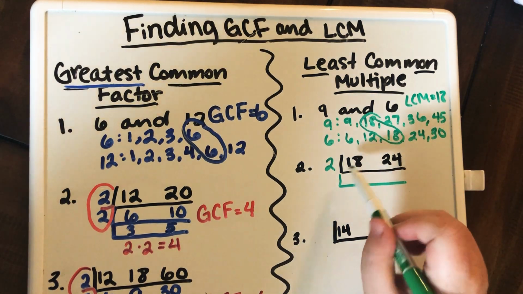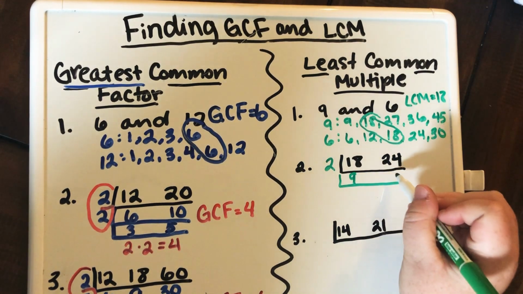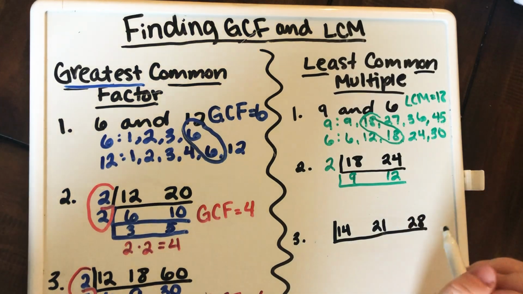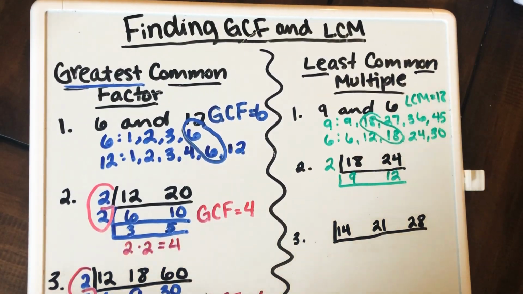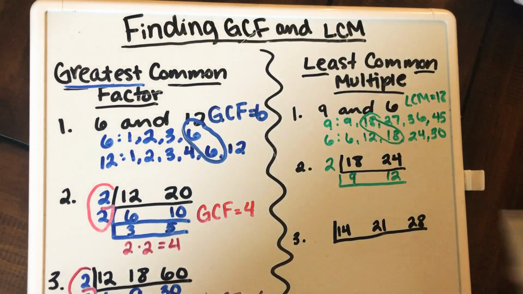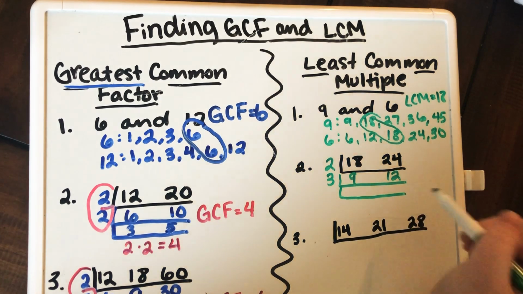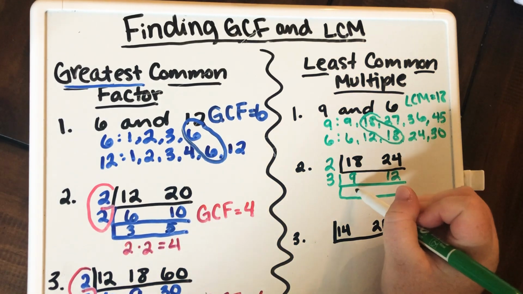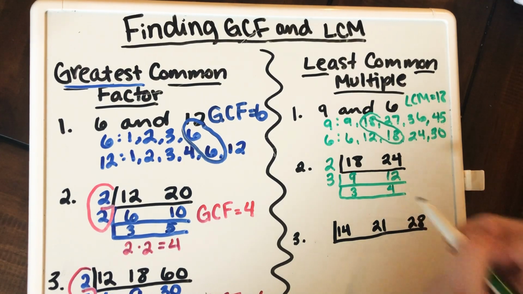So then we'll divide. 18 divided by 2 is 9. 24 divided by 2 is 12. Now, let's think about them again. Are both of them even? No. So since both of them are not even, let's move down to our next divisibility rule, which is 3. Are both of these divisible by 3? Yes. So let's use 3. Bring down another rung on our ladder. 9 divided by 3 is 3. 12 divided by 3 is 4.